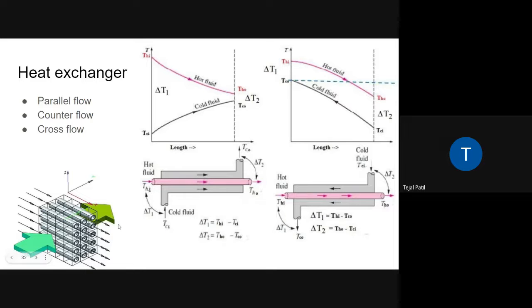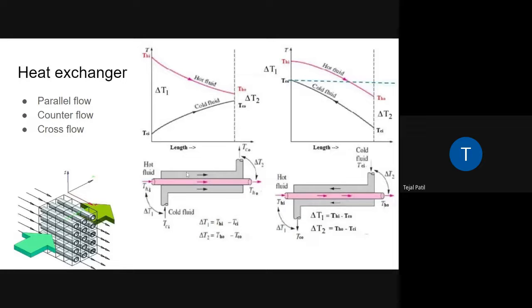The next one is the cross flow. You can see exactly perpendicular directions. One fluid goes in this direction, and the other fluid goes in the exactly perpendicular direction. So these are the basic types of heat exchanger based on the direction of the flow.